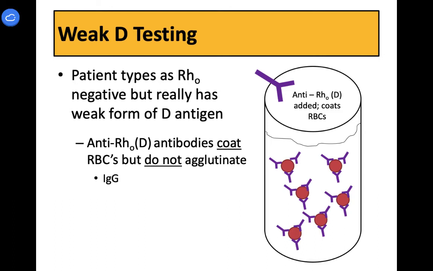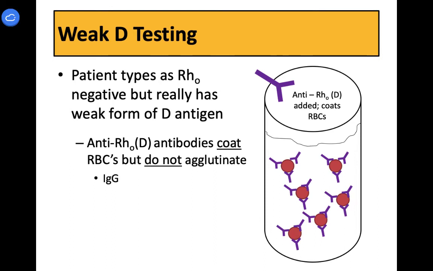What happens here, the reason why you don't see the clumping, is because, as I said before, the anti-Rh antibodies are kind of weaker. And when you add the anti-Rh to the red cells, what happens is the antibodies coat the red cells, but they do not agglutinate or clump the red cells. So the little purple Ys are the antibodies, and obviously the circles are the red cells. And what you're seeing here is something called sensitization, coating with an antibody without clumping.